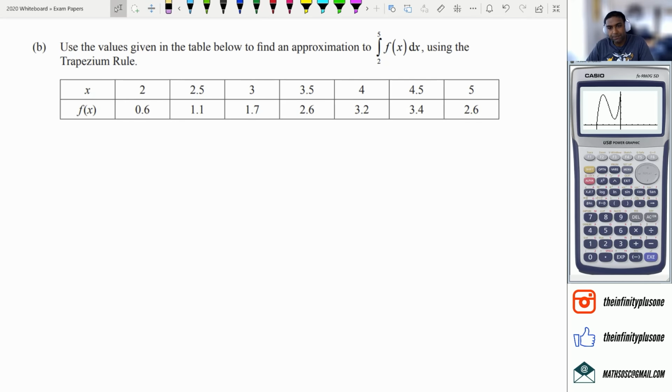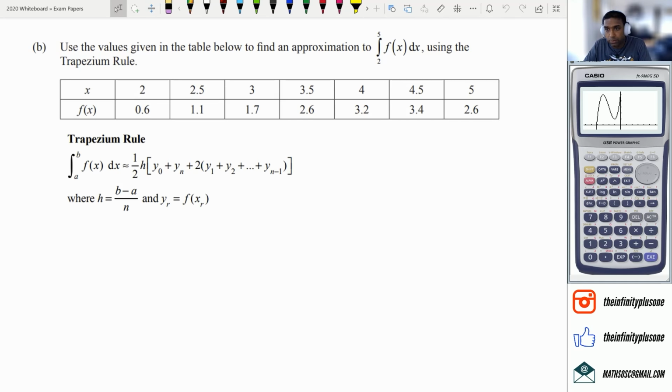The trapezium rule question. All this question is, is getting the formula, substituting it in and solving it. That's all it is. Just give me a second, I need to go grab the formula first. So I've just copied the formula from the formula sheet. It is given to you guys. And it's just a matter of replacing all those things from the table.